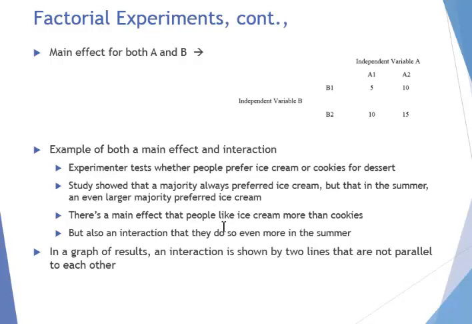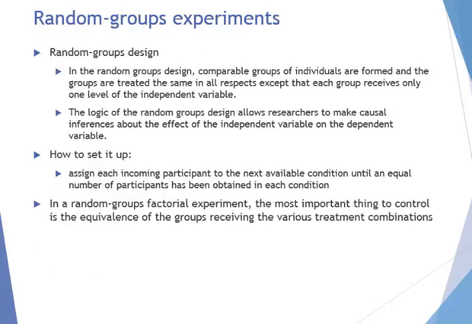For example, during the winter you might go to 20 people and ask them, and maybe 12 prefer ice cream and 8 prefer cookies, but in the summer maybe that's 19 to 1. It's an interaction between the two factors that causes the extreme results.